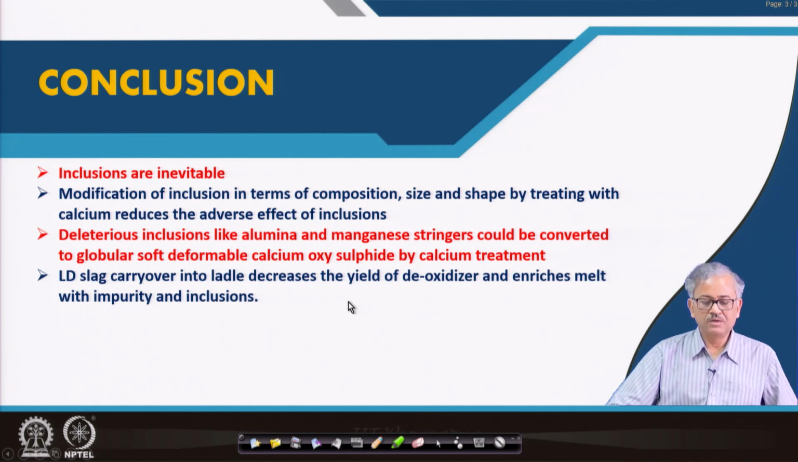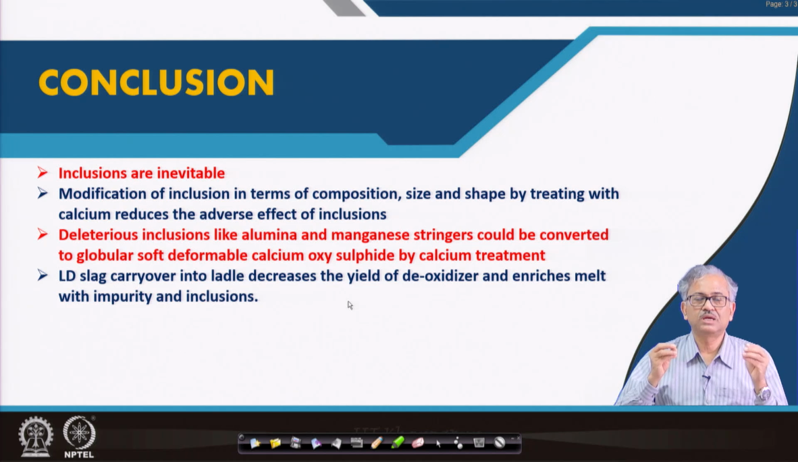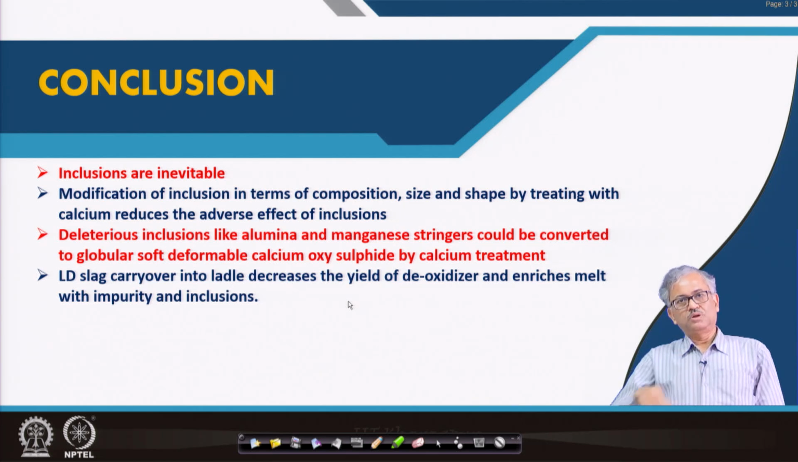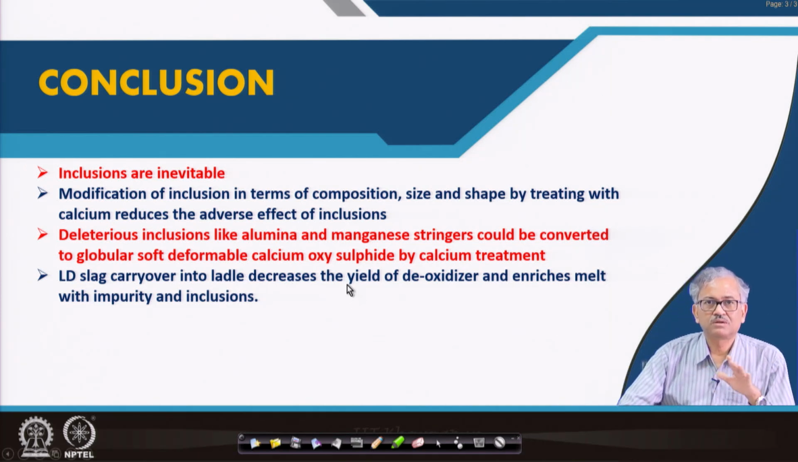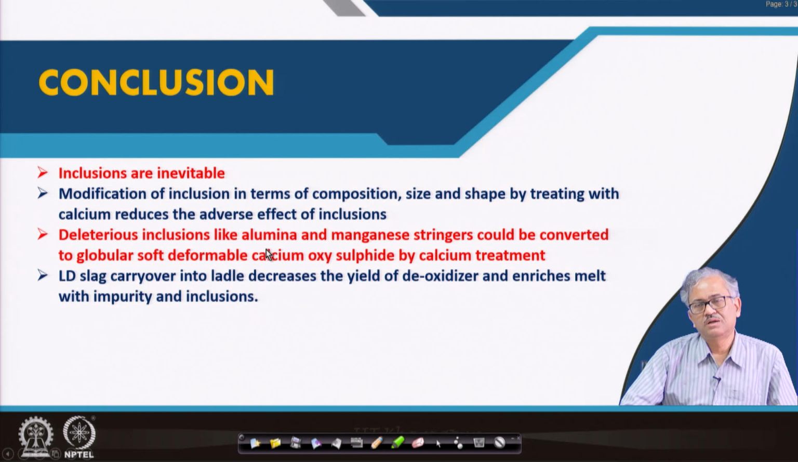LD slag carryover into the ladle decreases the yield of deoxidizer and enriches the melt with impurities and inclusions. LD slag carryover is not good, because LD slag contains a lot of reducible oxides like FeO, MnO and SiO2, and under a deoxidized bath all are susceptible to reversion, because they will get reduced and join the metal phase. That is why slag carryover is not a good thing, and it has to be reduced significantly. With slag carryover, the impurity scenario in the liquid bath completely changes, and a new equilibrium between alumina, refractory, slag and metal can be established, causing a lot of dissolution of the refractory wall also.